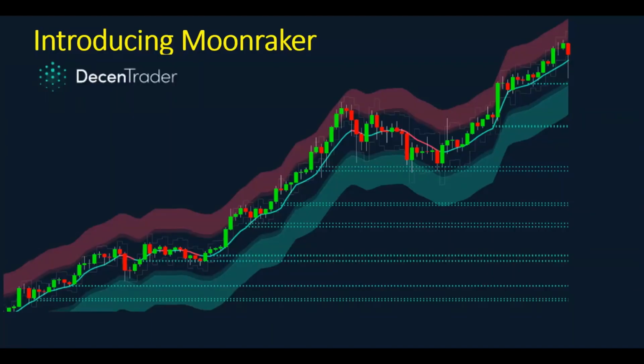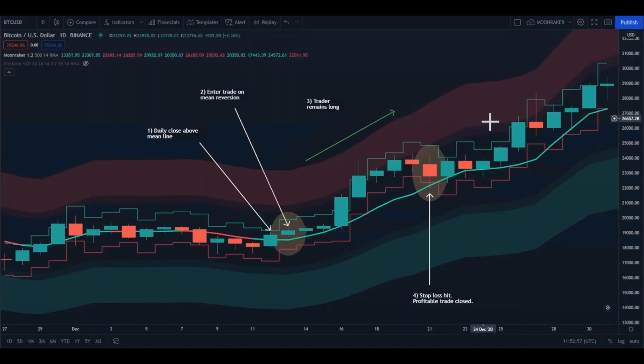Moonraker is a new bespoke Decent Trader tool based upon a mean reversion strategy. Mean reversion is the trading principle that an asset's price will tend to converge to the average price over time. Moonraker has multiple components that allow the trader to use it in ways best suited to individual traders' style.